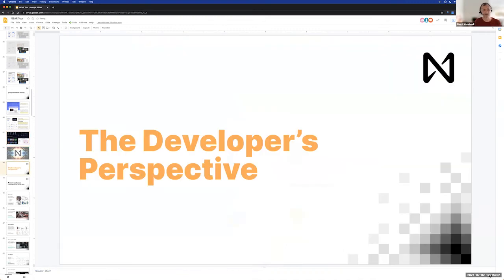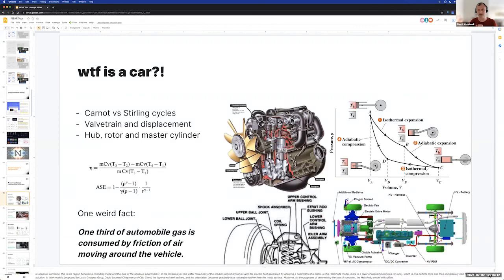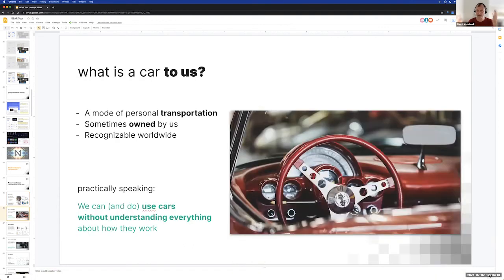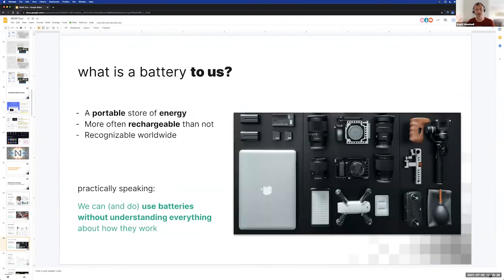All right. And then from a developer's perspective, we don't need to dig into the details of this. We don't need to think about all the details of what a car is, for example, right? All these mechanical engineering details of a car. We could just drive it. So as a developer, if you're wondering, what can I do with Near? You don't need to get into all the details of knowing how a battery chemistry works, for example. You can just use a battery. You can put it into your electronics and use it.